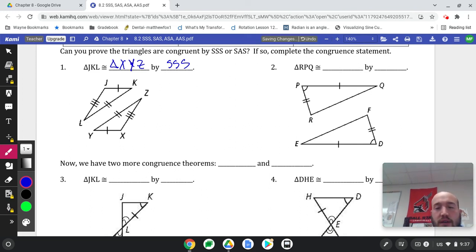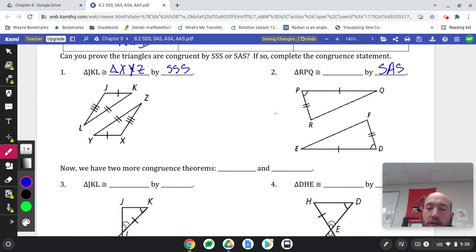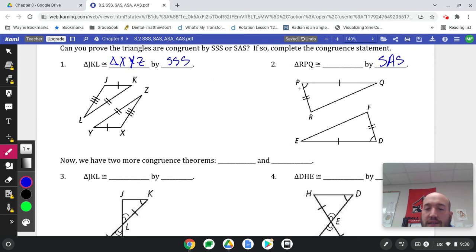All right, our next one. If we look here, there's a side, an angle, and a side. So SAS, RPQ, right here, RPQ. We know without a doubt P has to match up with D because they both have 1 arc. So RPQ, RP is over 2, then PQ is over 1. So that one in our case will be FDE.